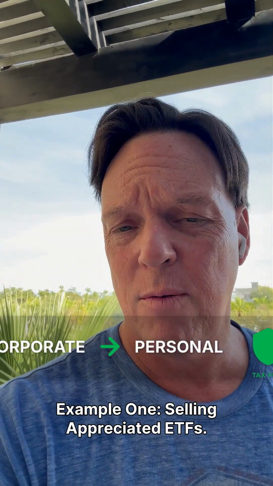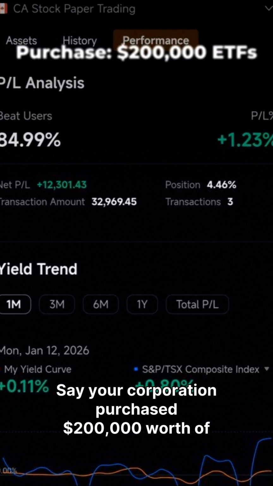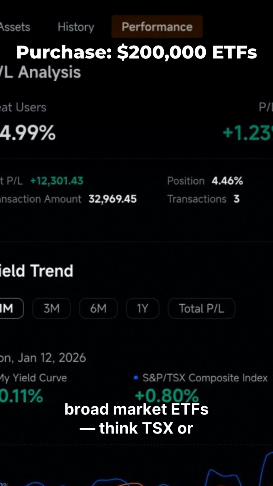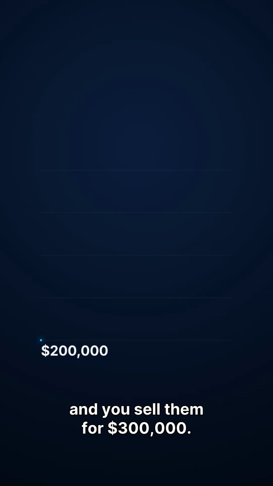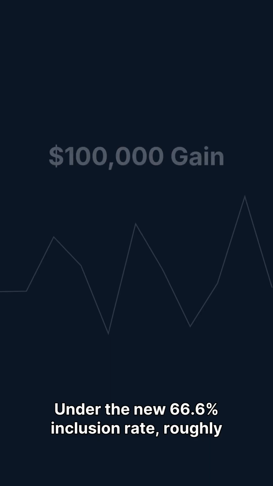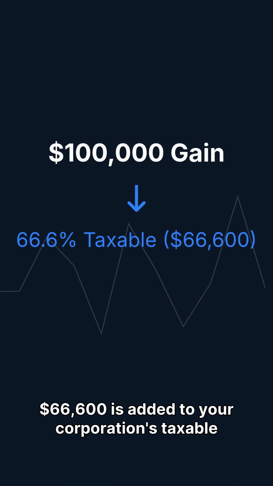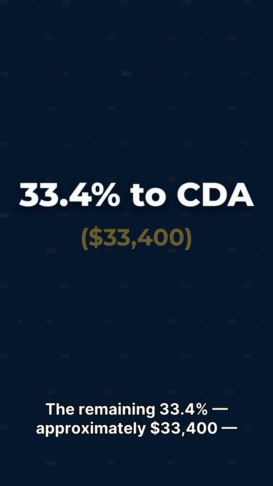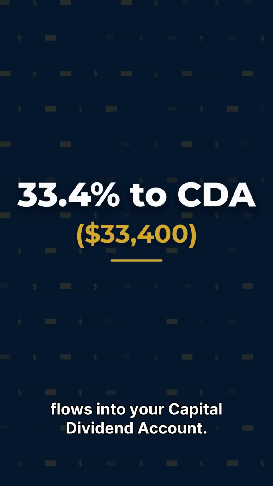Example 1, selling appreciated ETFs. Let's walk through a concrete example. Say your corporation purchased $200,000 worth of broad market ETFs. Think TSX or S&P 500. Over a few years, those ETFs appreciate and you sell them for $300,000. You've realized a capital gain of $100,000. Under the new 66.6% inclusion rate, roughly $66,600 is added to your corporation's taxable income. The remaining 33.4%, approximately $33,400, flows into your Capital Dividend Account.